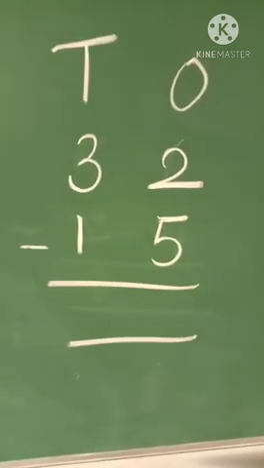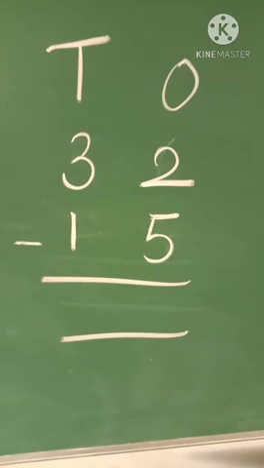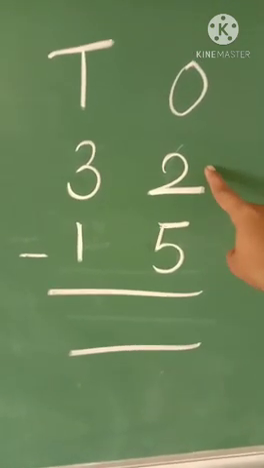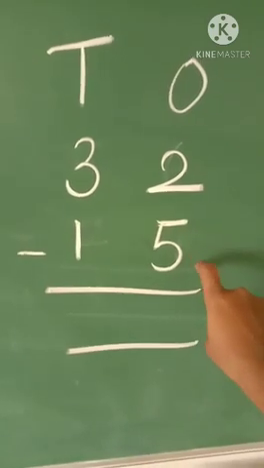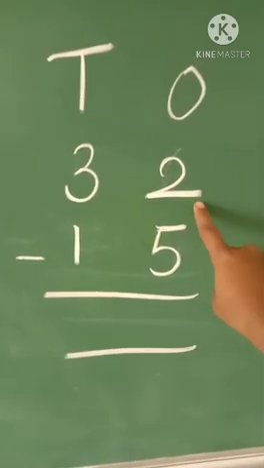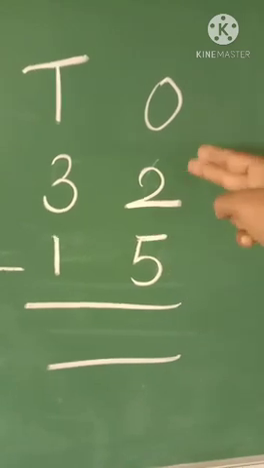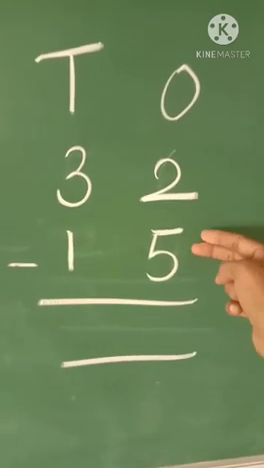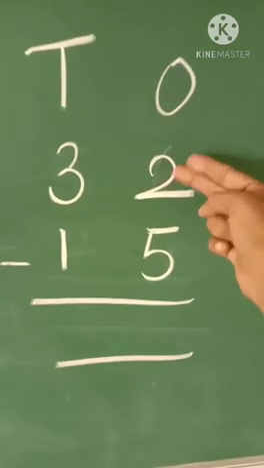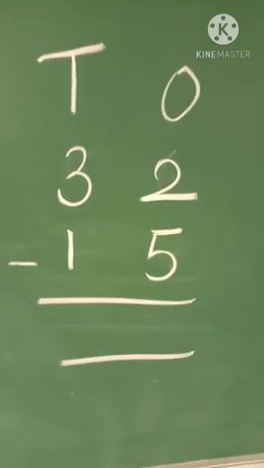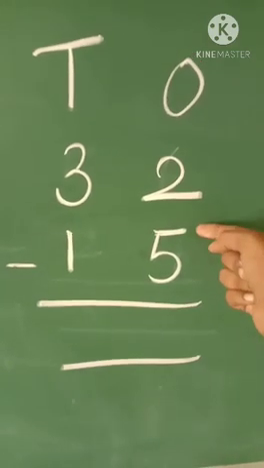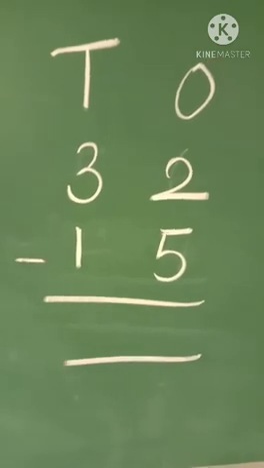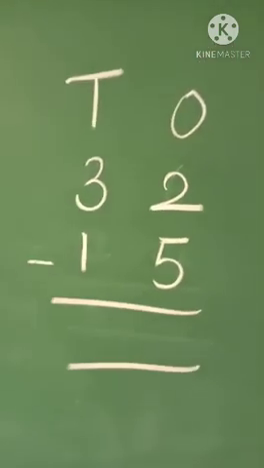Now, children, we are going to make it more interesting regarding subtraction. In the sum, what can you see here? 32 minus 15. We are going to subtract 15 from 32. As usual, in the ones place, you can see here 2 minus 5. It is not possible to subtract 5 from 2. So, what are we going to do? We are going to regroup this sum. With the help of the abacus, we are going to regroup it.